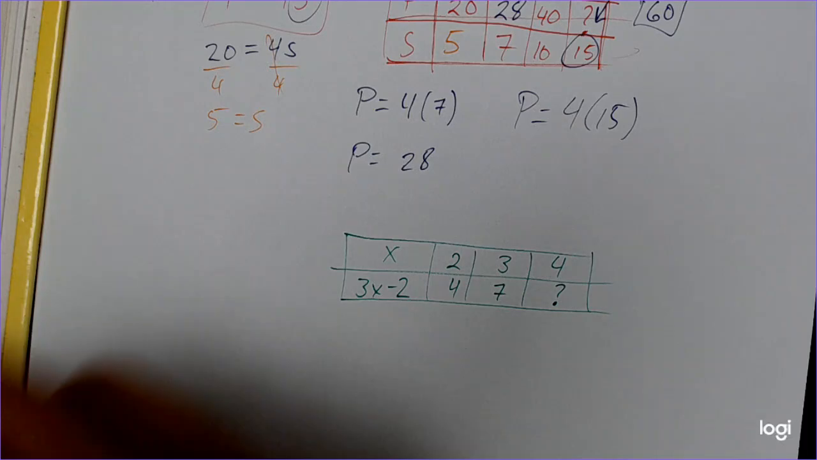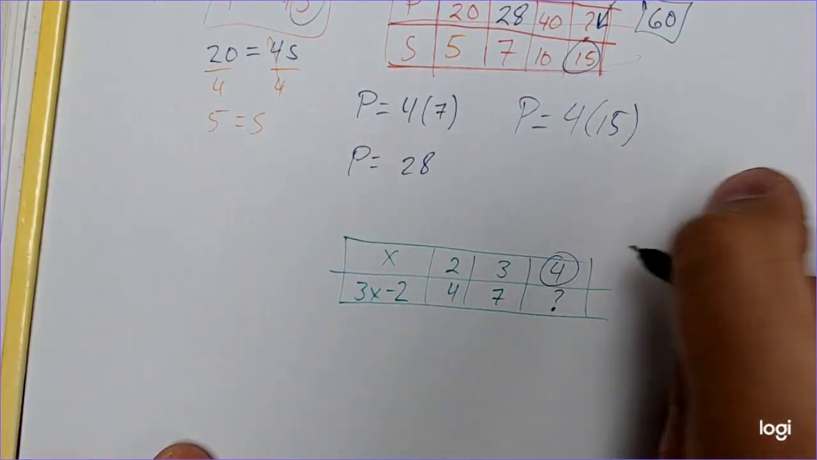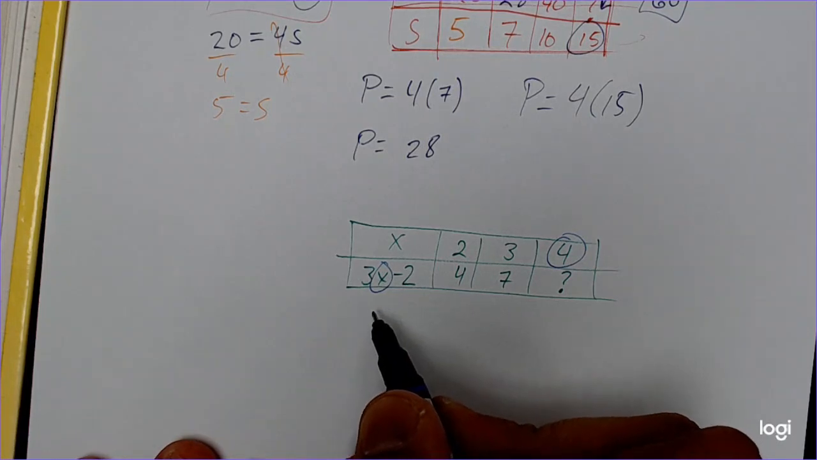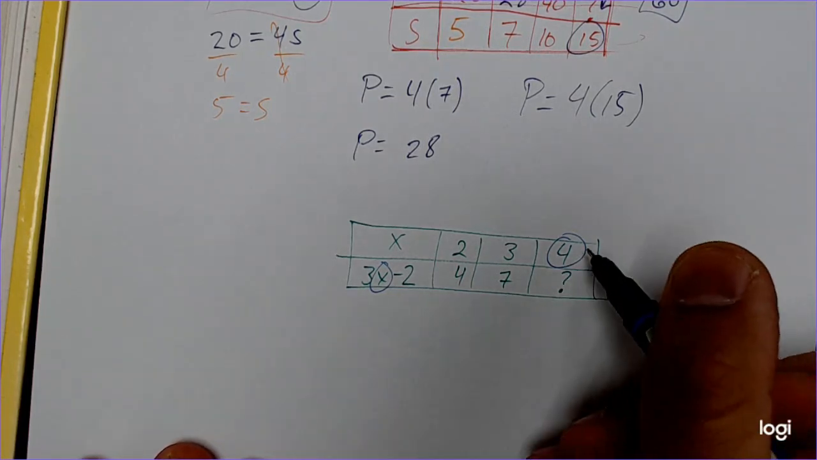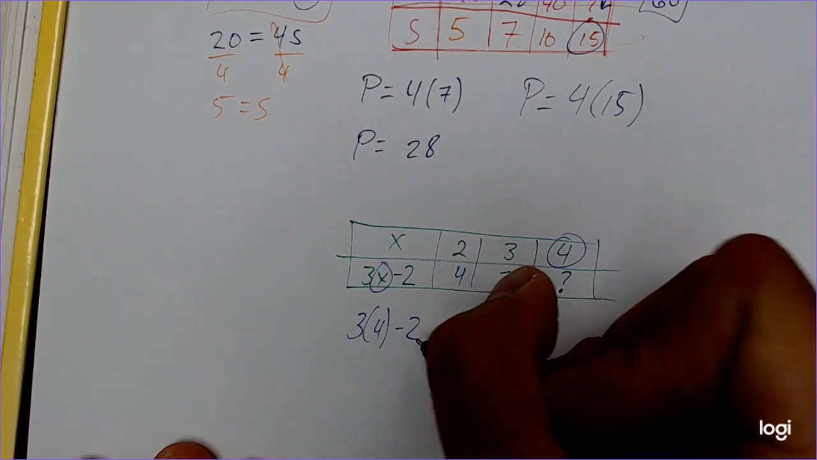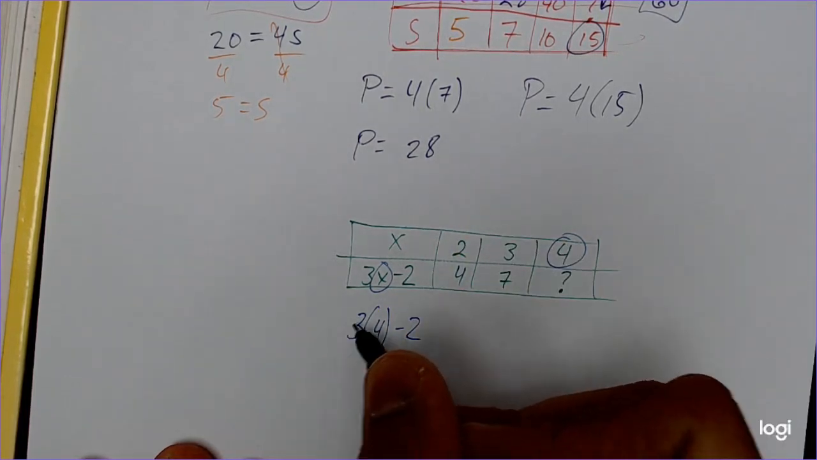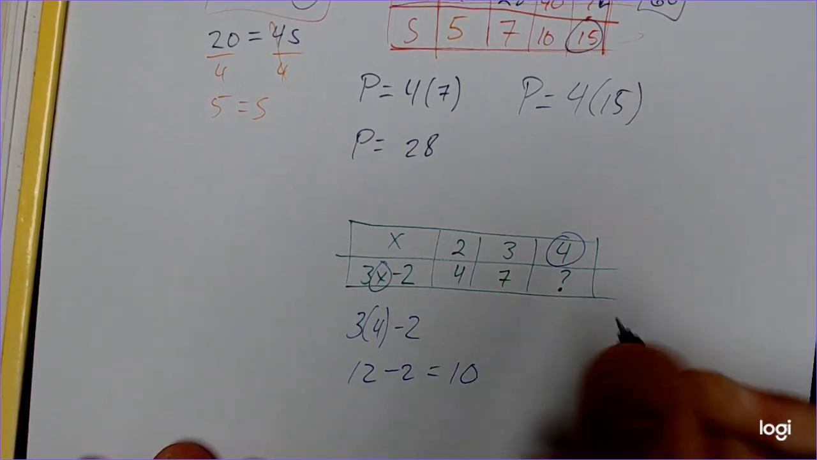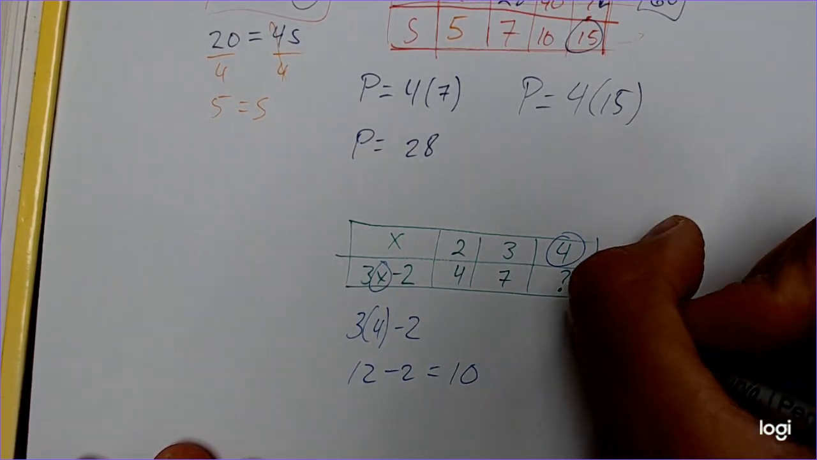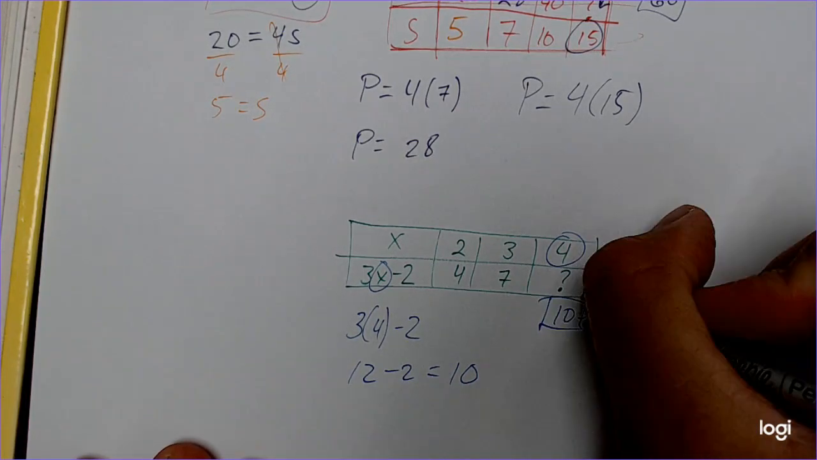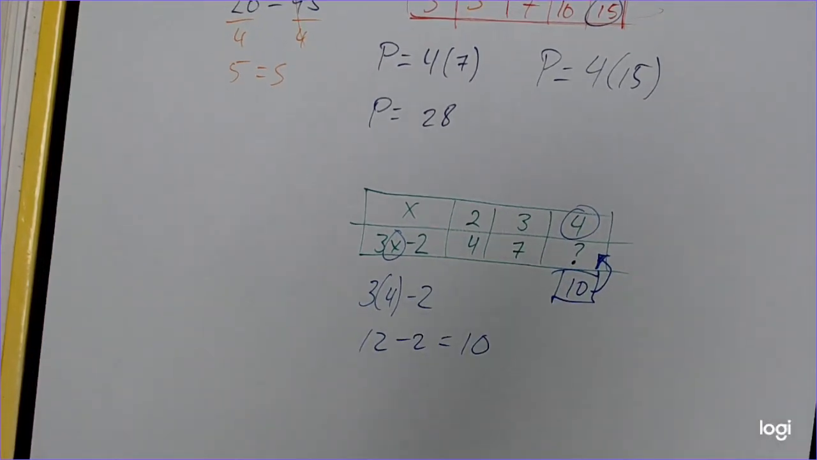So what I'm going to do is take this 4 and plug it into that x position right there, okay? So I would rewrite this as 3 times 4 minus 2. Well, now I use PEMDAS. 3 times 4 is 12, minus 2 is 10, so this answer must be 10, and that's my final answer. Right, so that's another way that they'll do it.